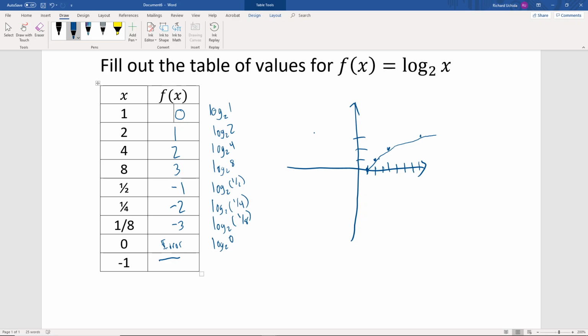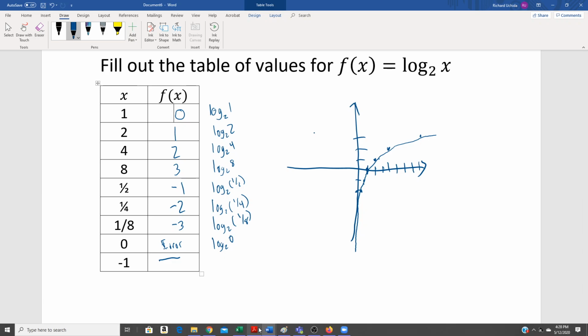Now, when x is 1/2, it's -1. When x is 1/4, -2. So what happens as you get closer and closer to 0 for x, the y values get more and more larger negative values. Now let's actually look at a better graph of this function.